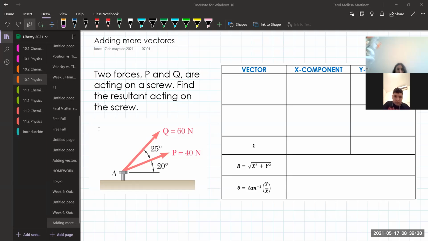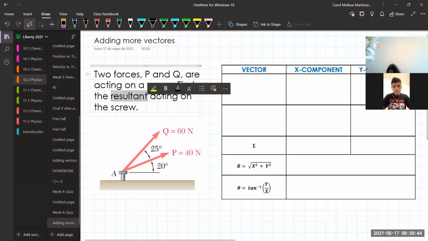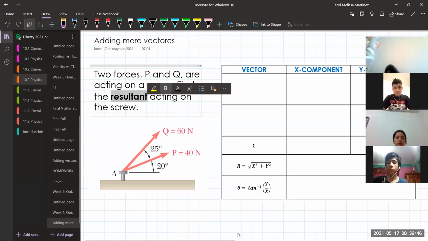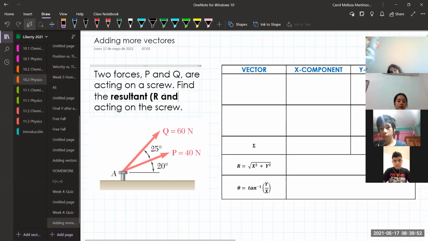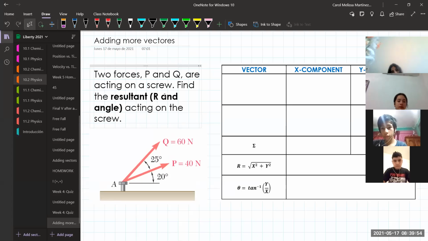Two forces, P and Q, are acting on a screw. Find the resultant acting on the screw. When I tell you to find the resultant, I mean you need to find R, but also the angle. That's what I'm asking you when I tell you to find the resultant.